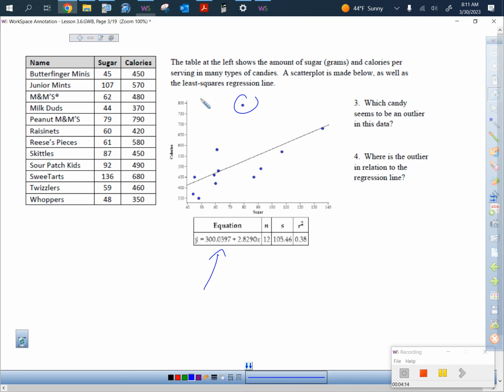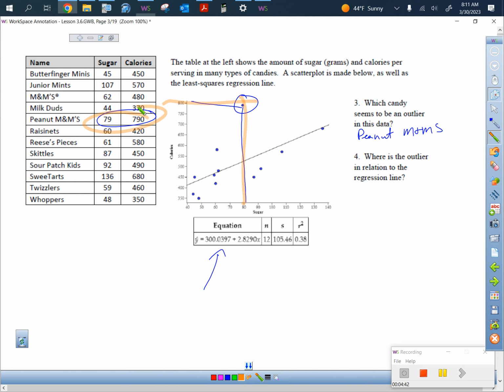Go find him in the charts. Which candy is that in the chart? The X value, Y value is pretty close to that. What do you think? Peanut M&Ms? Yeah. Seems to be an outlier. Peanut M&Ms has sugar of about 80 and calories of about 800. I was just kind of guesstimating, it's like 80, 800. Yep, that's that guy right there.